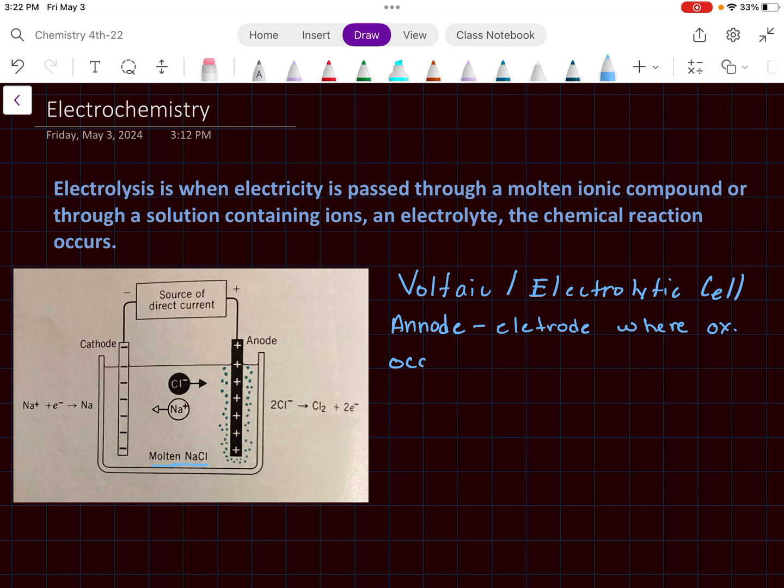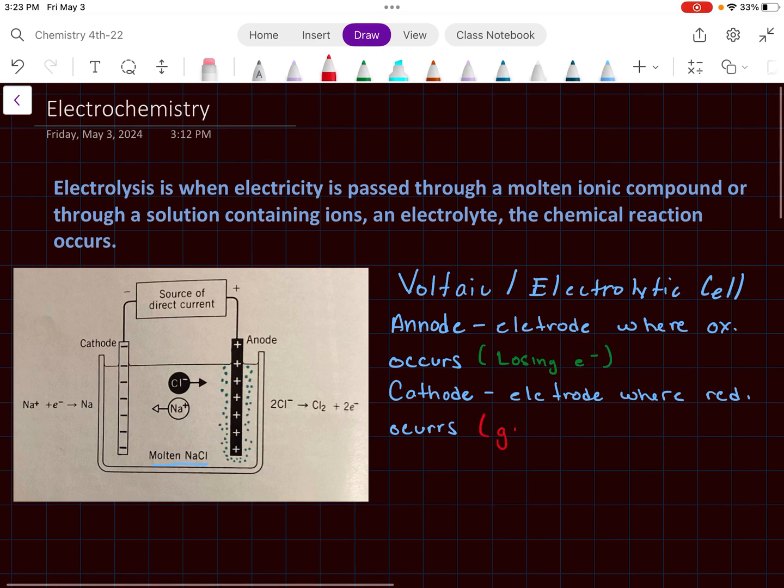If you don't remember oxidation and reduction, go ahead and look at that video on redox reactions. And then the other side is the cathode. Okay, the cathode is the electrode where reduction occurs. Okay, so remember, oxidation is basically losing electrons, and reduction essentially is gaining electrons.